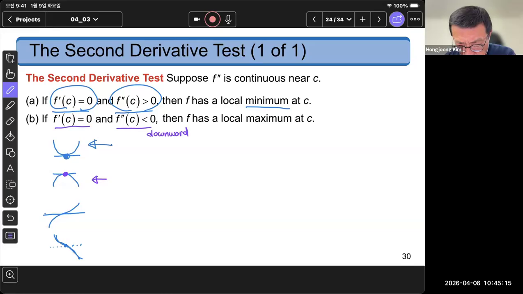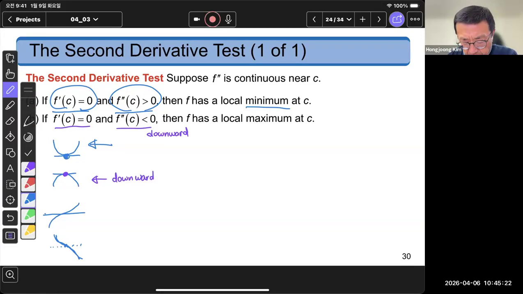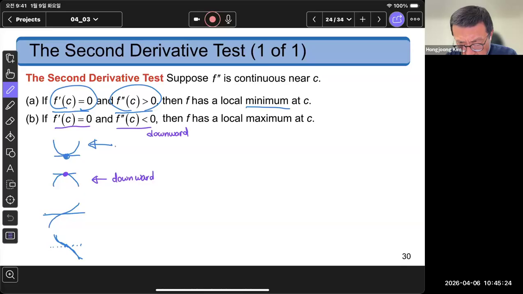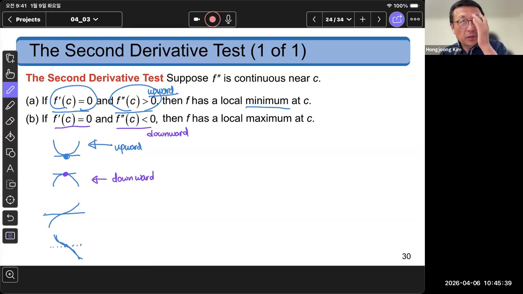So here is the situation for concave downward. And here is the situation for concave upward. And please remember, if f double prime of C is positive, that means your function is concave upward. So this is the second derivative test. And this test is quite useful. I mean, it can be extended to the multivariate case as well.